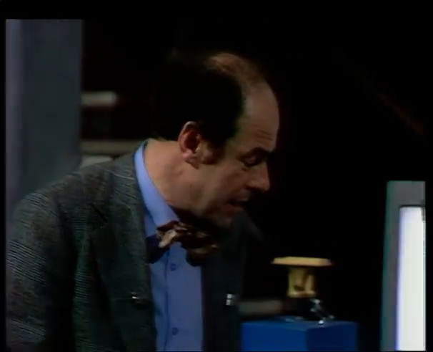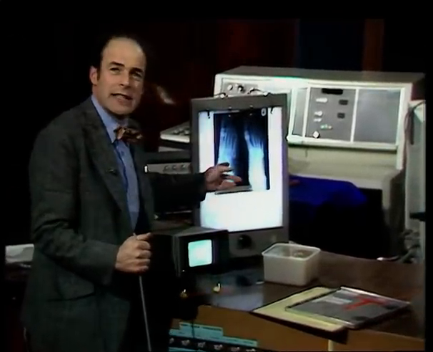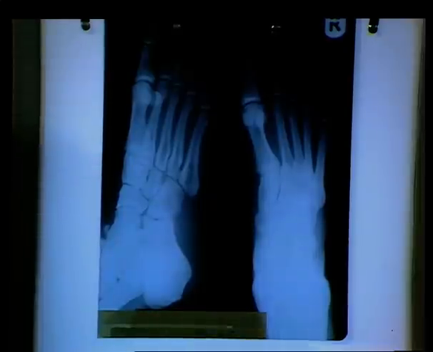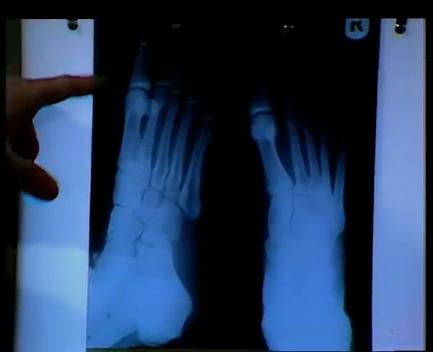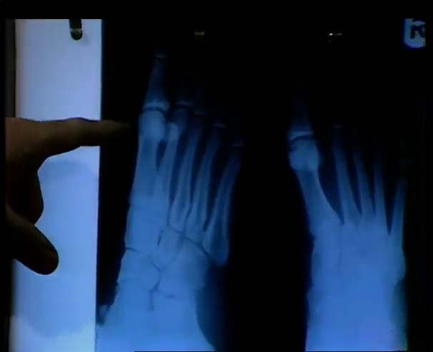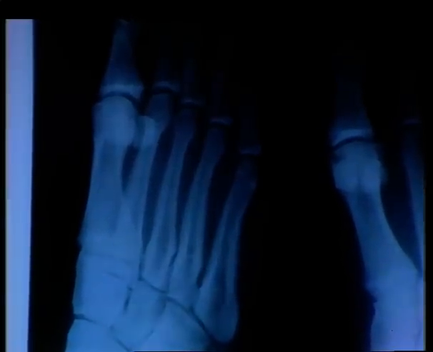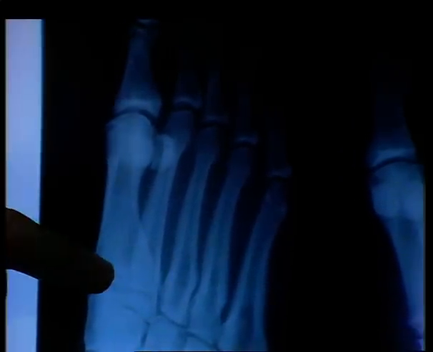Just to give you some idea what an X-ray photograph looks like, I've got one here of, what do you think these are? Feet, right? A pair of feet. Well, it can't be a pair of feet, can it? Because the big toe is on the same side. Or can it be? No, my feet aren't arranged that way. Anyway, you can see the big toe here, and the other toes.